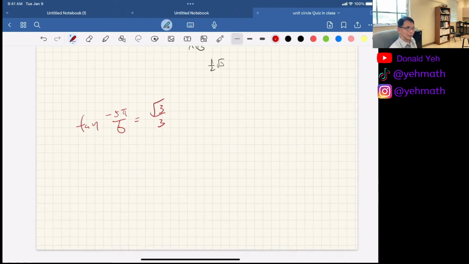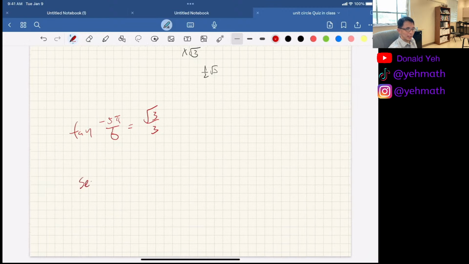Okay. What is secant of 3 pi over 4? Anybody want to have a staring contest with me? Negative. Oh, wait, no. Sorry. Negative root.